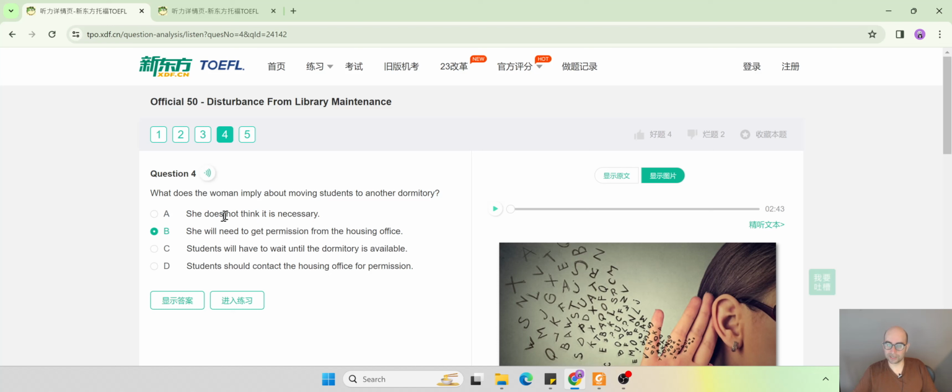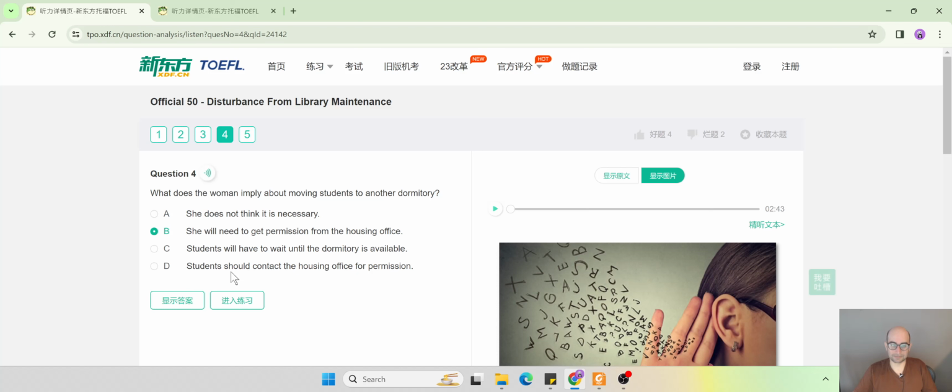But if you wanted to check C and D, because I know these can be a little bit tricky sometimes, students will have to wait until the dormitory is available. Obviously, they do, but this is kind of literal. But what they want us to understand about this question is that she needs to get permission here before it can happen, okay? Students should contact the housing office for permission. Okay, be careful, they're playing with words.